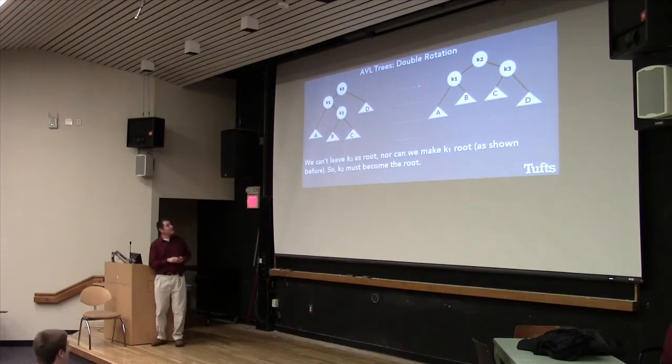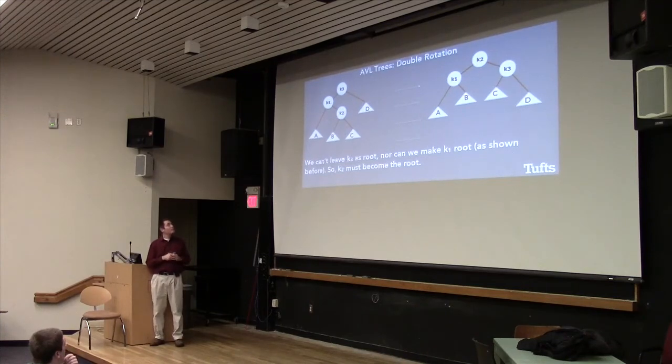We can't leave K3 as root, because we know we've already got a problem with K3. It's 1 here and 1, 2, 3 on this side. Not going to work. Nor can we make K1 the root because we tried that already. That didn't work. So the next one we have to try is to make K2 here the root. So you do the same thing: you grab K2 and drag it up here.